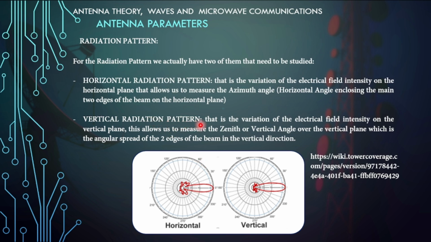Now, for the vertical radiation pattern, that is the variation of the electrical field intensity on the vertical plane, meaning that here we are measuring the zenith, or the vertical angle, from the ground up, okay, over the vertical plane, which is the angular spread of the two edges in the vertical direction. That would be the shape of the signal, or the main lobe, if we were looking at it sideways, meaning that if we were standing on the ground and looking at it, this would be the angle vertically of the beam and its shape from a vertical point of view. Okay? Now, of course, here they look very similar, but the horizontal one is the horizontal spread, the vertical one is the vertical spread. That's the main difference between both.